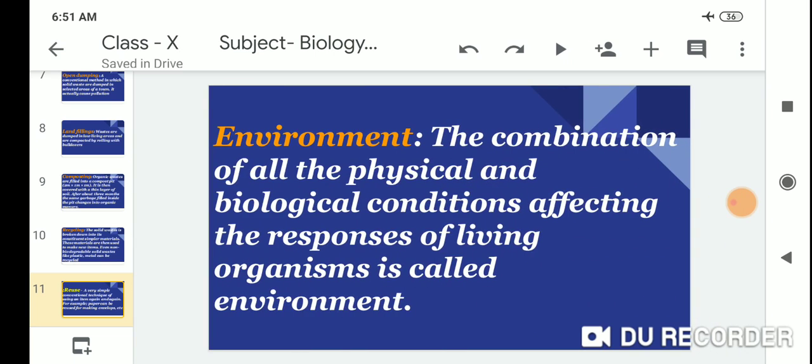Environment. The combination of all the physical and biological conditions affecting the response of living organisms is called environment.